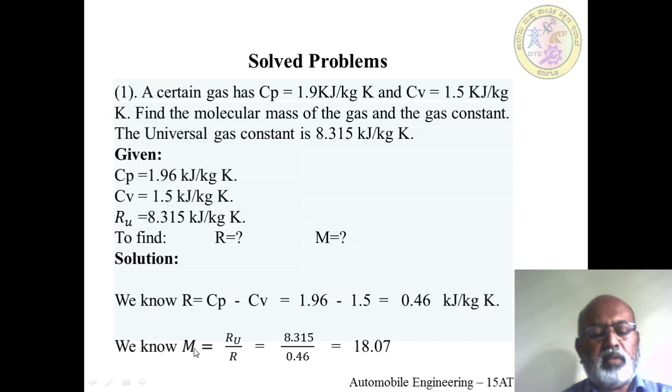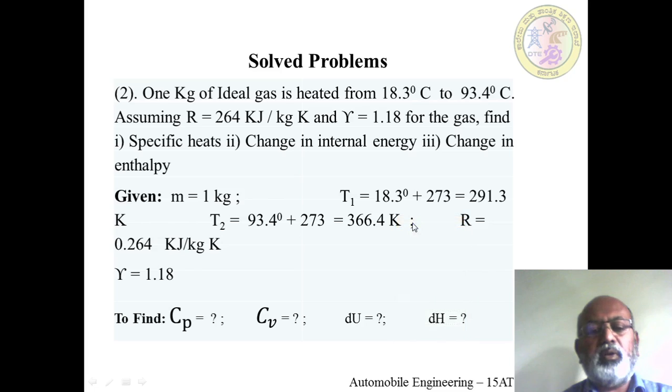And we know this formula also. Molecular mass, capital M, is equal to Ru divided by R. Here we know what Ru is. It is already given in the problem. It is a constant, 8.315, divided by R, the gas constant, which we have got as 0.46. After simplification, it is 18.07. Now we will go to the next problem.